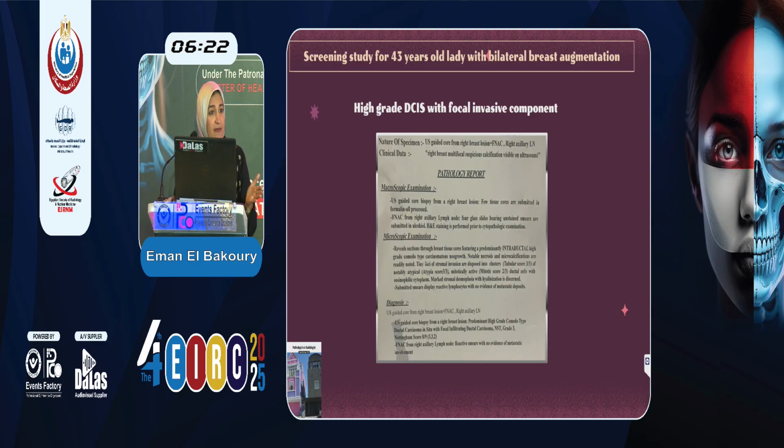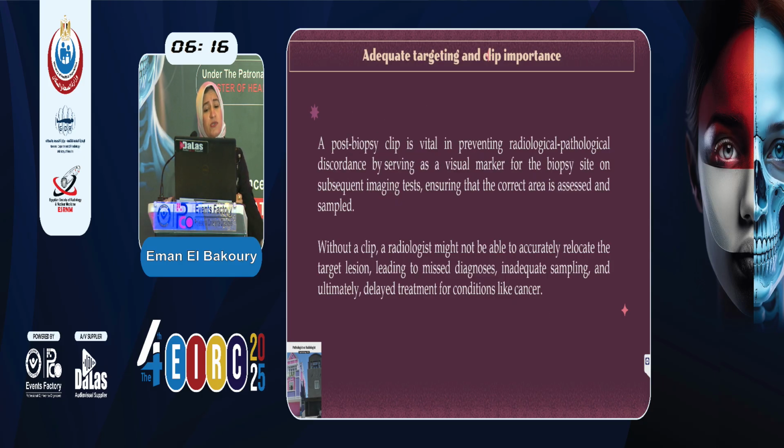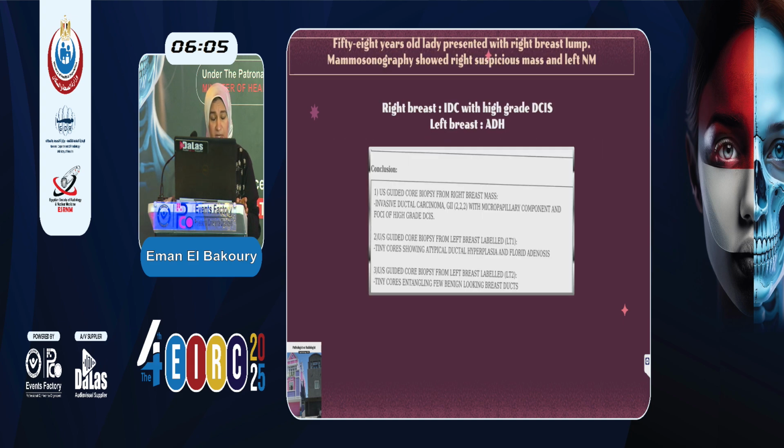So we repeated the biopsy, and it yielded high-grade DCIS with a focal invasive component. So the post-biopsy clip is not a fancy. Actually, it's very important in preventing radiological-pathological discordance by serving as a visual marker for the biopsy site.